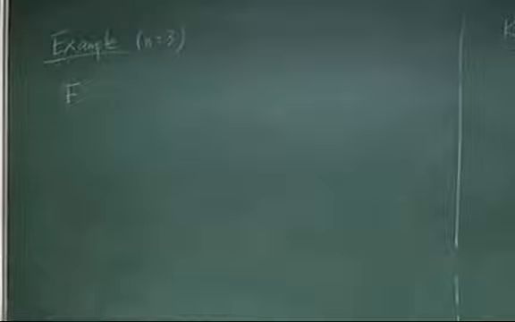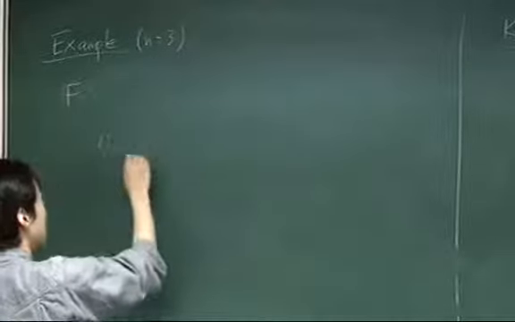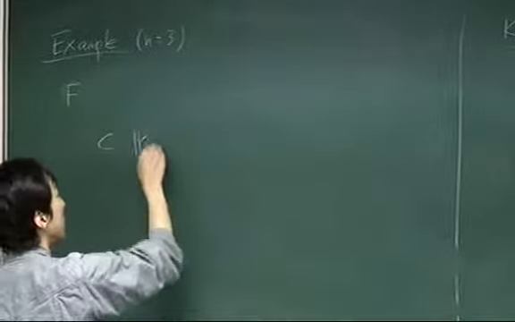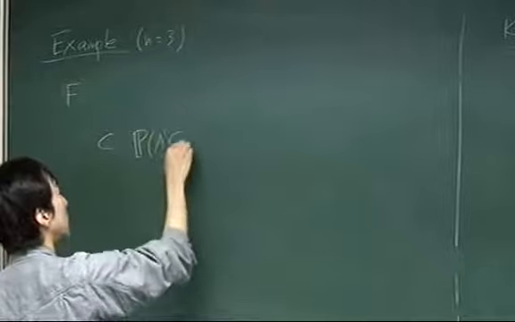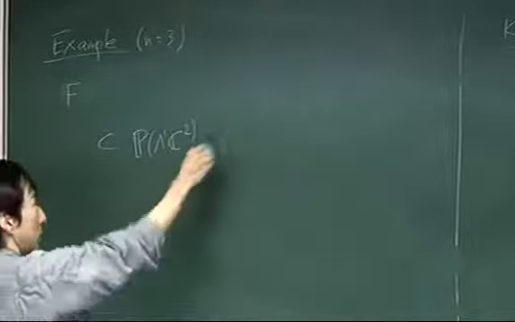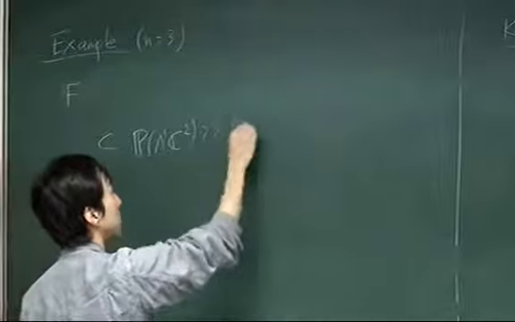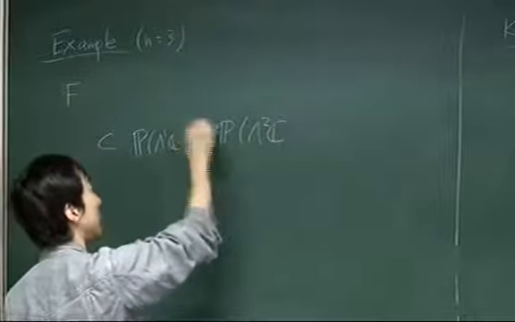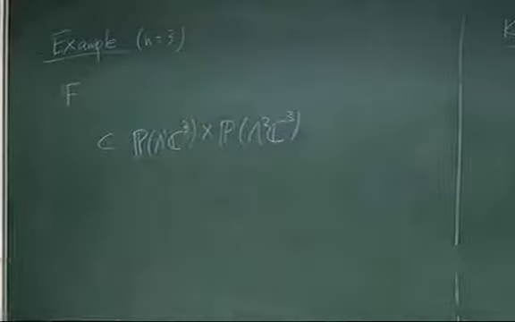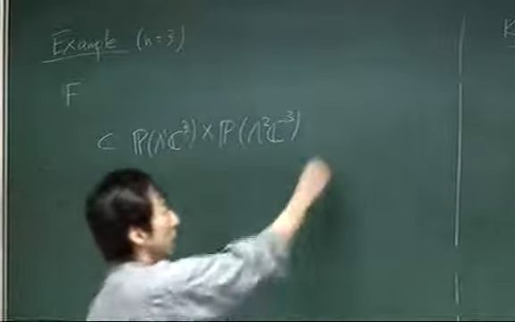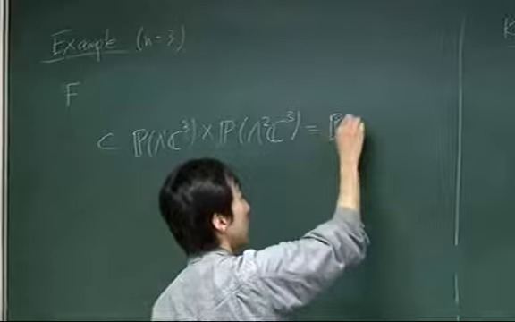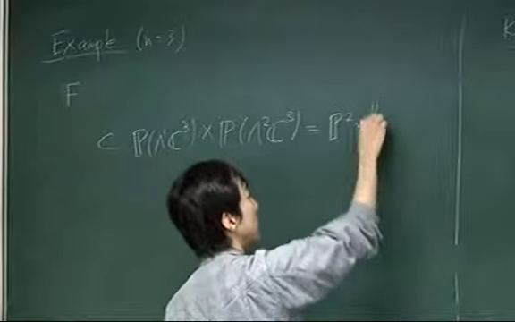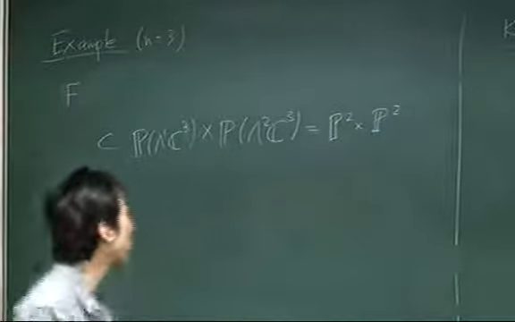The three-dimensional flag manifold is embedded into the product of two projective spaces, which is just two copies of P2.